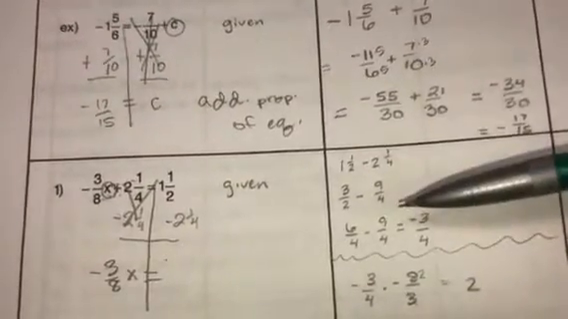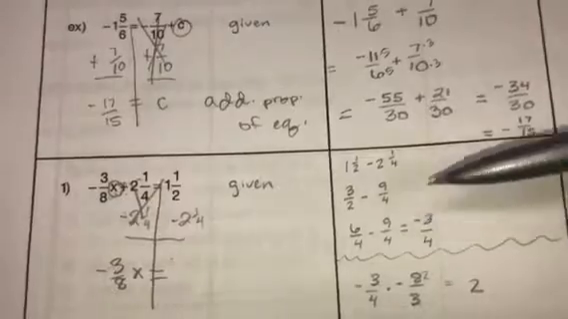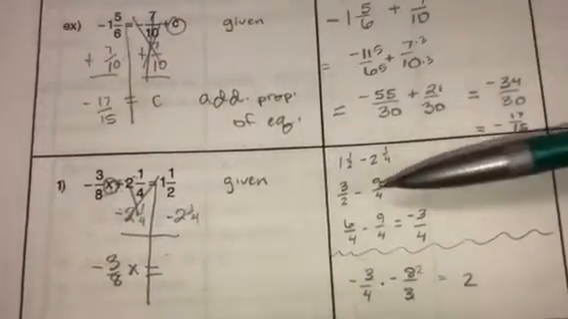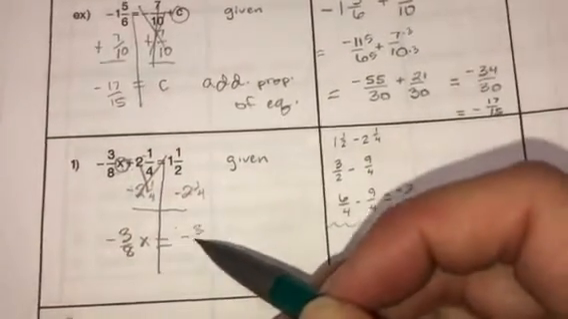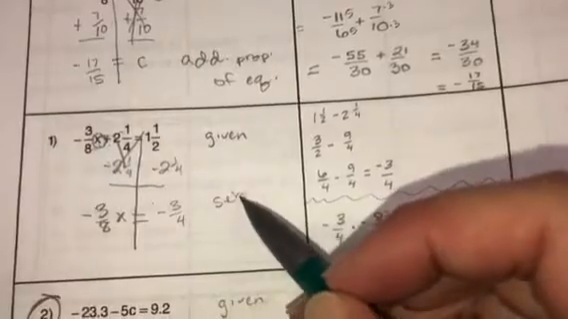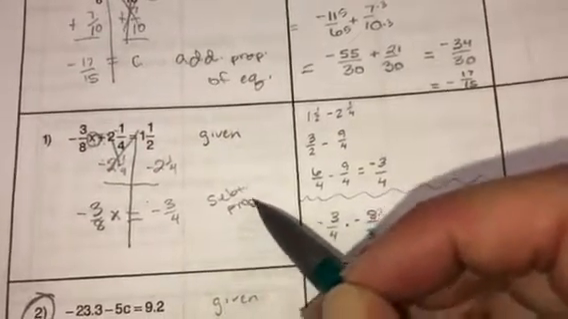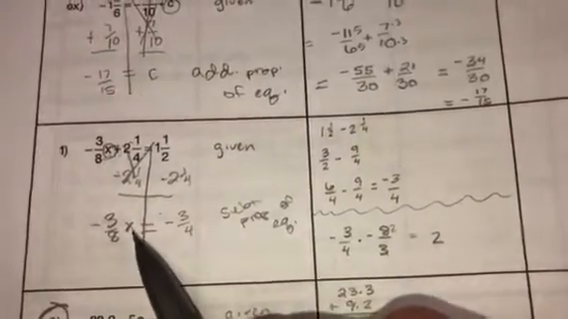Now I have my work shown over here. If you want to look at it further, you can always pause the video and take a look at how I did this. But we see that 1 1/2 minus 2 1/4 is going to give us negative 3/4. Now to get there, I subtracted from both sides, and so that would be the subtraction property of equality. But now I need another step to get x by itself.